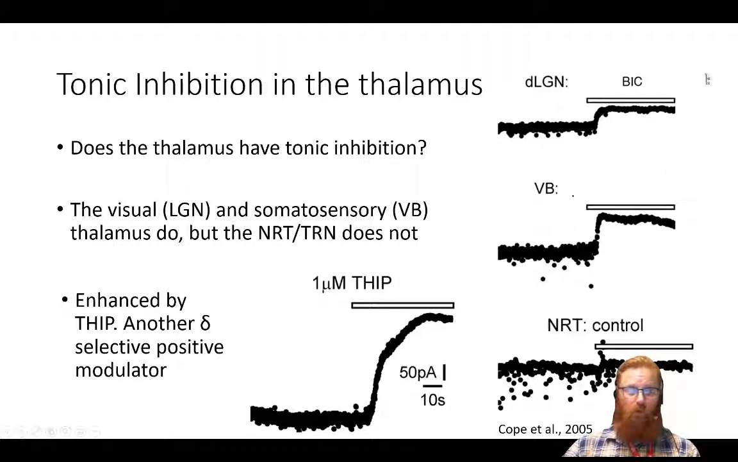So all of the primary sensory nuclei, here we have the LGN and the ventrobasal, so visual and somatosensory, we see that there's a tonic current in both, but in the NRT, the inhibitory shell of the thalamus, there is nothing. And THIP, which is this delta subunit selective positive modulator, positively modulates this current, so we know it's mediated by delta containing GABAA receptors.